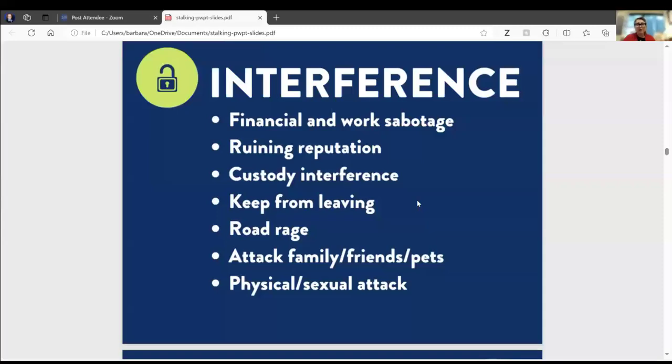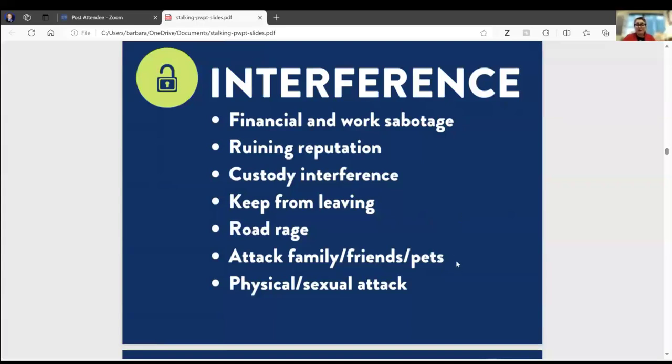Road rage. I haven't seen a whole lot of road rage, but there was a case when I was on the bench where the woman was driving down the road and the guy was behind her and he tried to run her off the road. There were no weapons involved, but he did try to run her off the road.